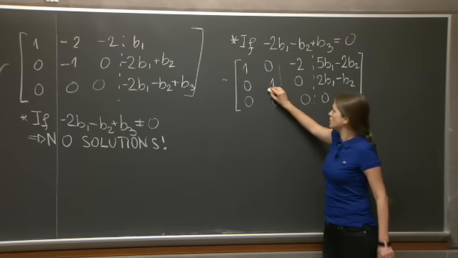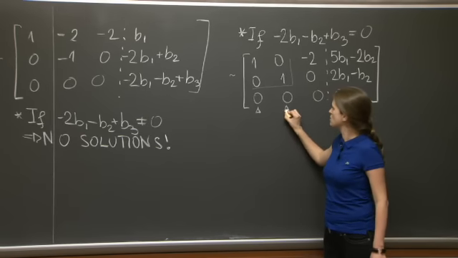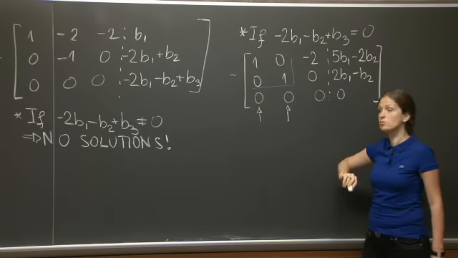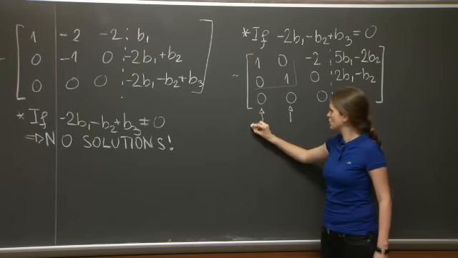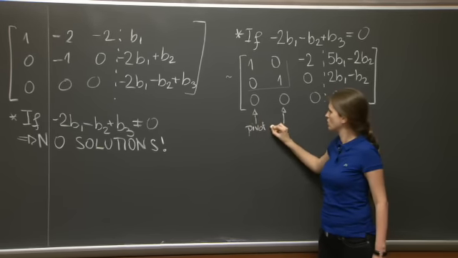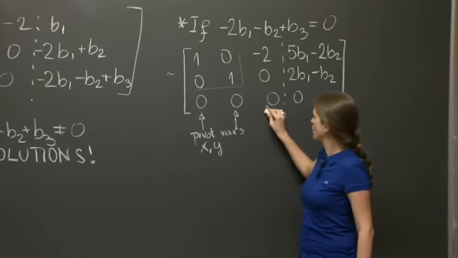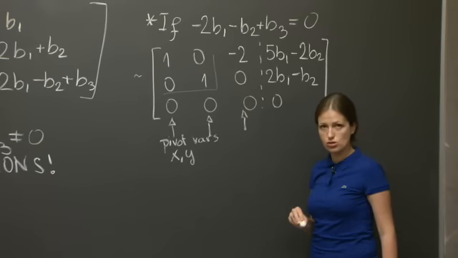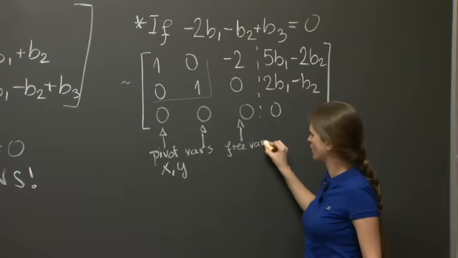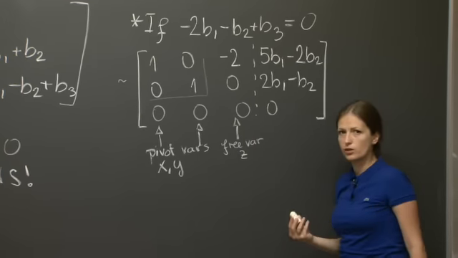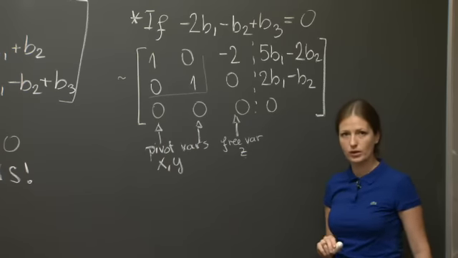The reason why we did this was to get the identity matrix here. And now let's solve this. These two columns, corresponding to variables x and y, have pivots in them, so these are the pivot variables. This column here has no pivot in it, so it's a free variable. Now we're going to calculate the solutions by picking particular values for z and then calculating the values for x and y.